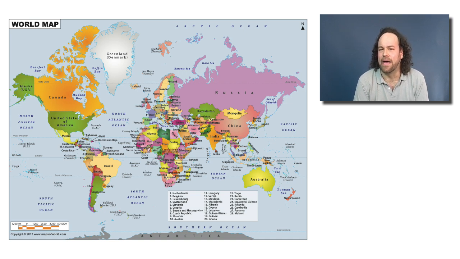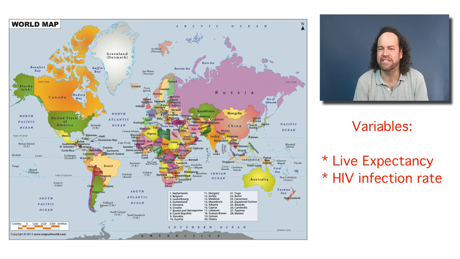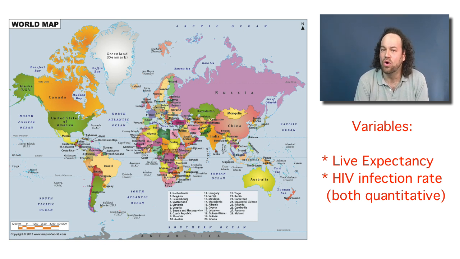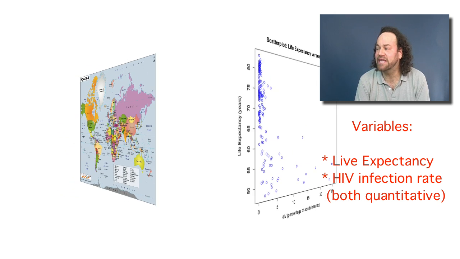For another example, let's consider the variable of HIV infections, specifically what percentage of the adults in that country have HIV. In this case, we might expect that the more HIV, maybe the worse off the country is and the lower the life expectancy is. How can we test that? Once again, we have two quantitative variables, in this case, life expectancy and the percentage of HIV infections. Once again, we can do a scatter plot.